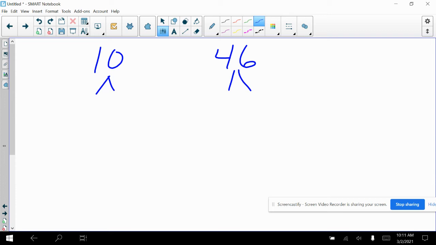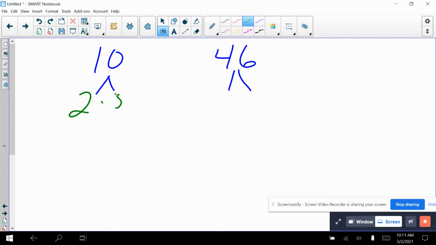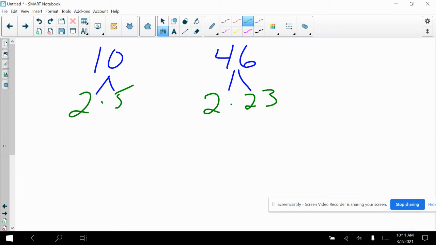All right, ready? I'm assuming we did this. Pretty easy, right? What did you do for 46? 2 times 23. That is correct, right? When all else fails, if it's an even number, divide by 2. All right.